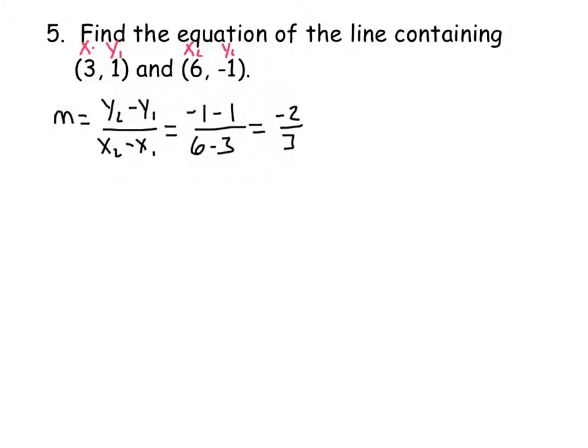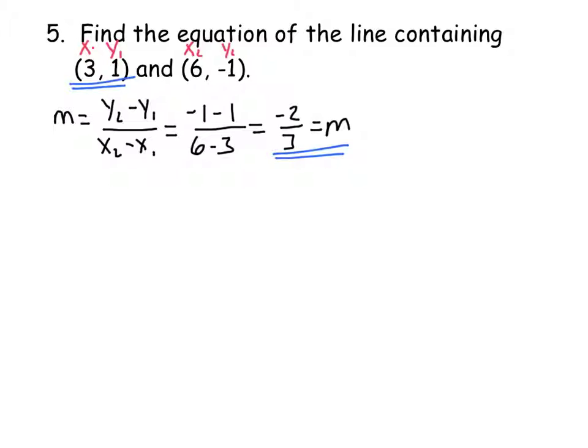-2/3. Good. So that's our slope. To write the equation of a line, we still need to know a point on our line. It's really easy if we know the y-intercept, because that would allow us to write slope-intercept form right away. But in this case, neither of these points is the y-intercept. So we get to pick a point. Which point would you like to pick? (3, 1). Okay. So we're going to pick (3, 1) as the point that we know, and using that point and that slope, we write the equation of our line.